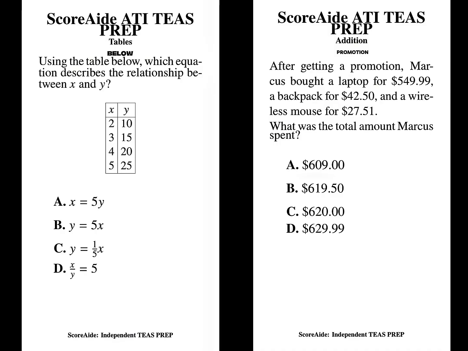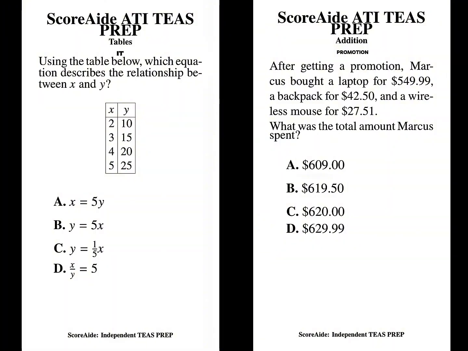Using the table below, which equation describes the relationship between x and y? So we have the values of x here, which are the set of inputs, and the values of y here are the set of outputs. So let's look at what is happening here. We have 2, 10, 3, 15, 4, 20, 5, 25. You can notice that all these are multiples of 5.